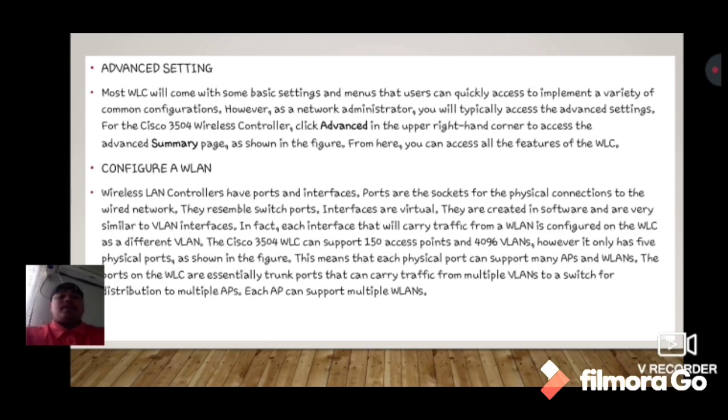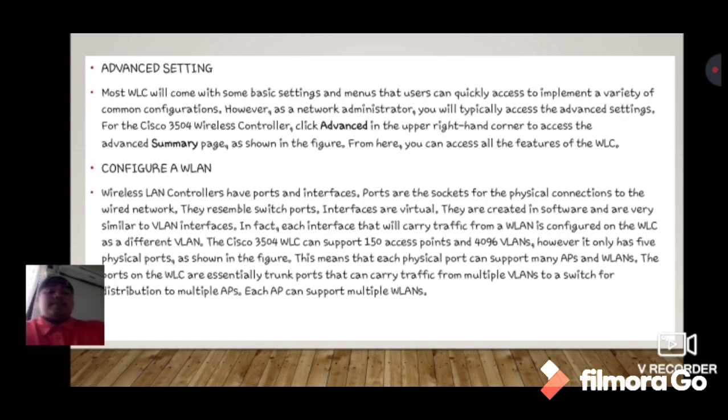Advanced settings. Most WLCs will come with some basic settings and menus that users can quickly access to implement a variety of common configurations. However, as a network administrator, you will typically access the advanced settings. For the Cisco 3504 wireless controller, click Advanced in the upper right-hand corner to access the Advanced Summary page as shown. From here, you can access all the features of the WLC.